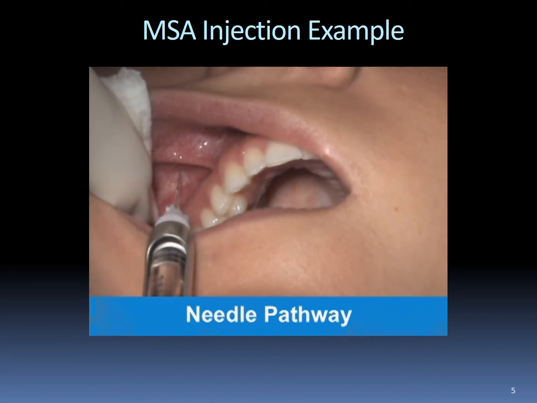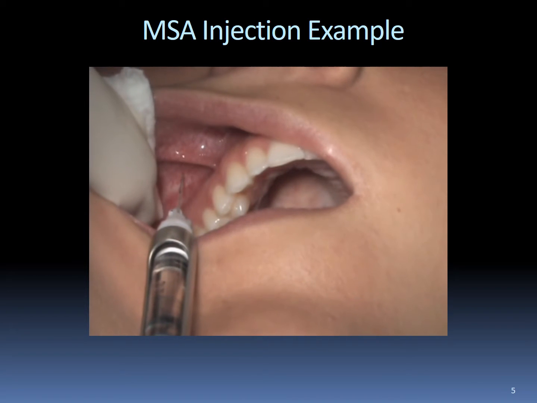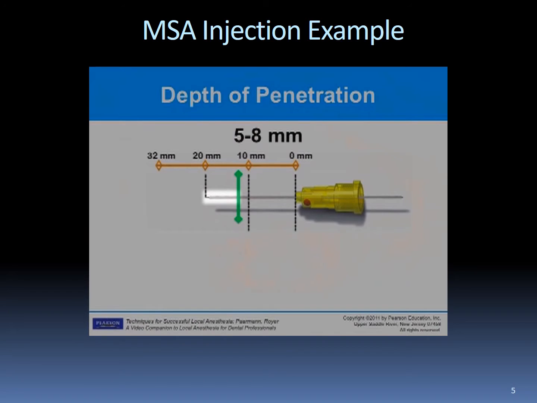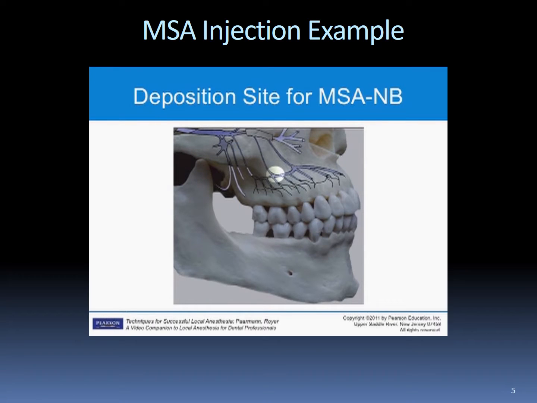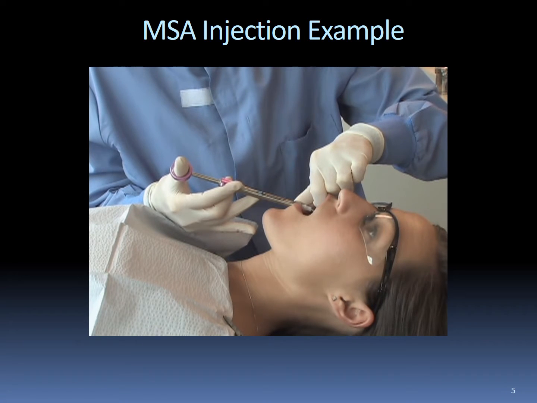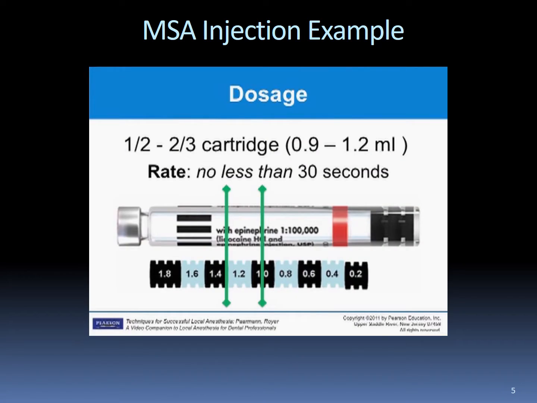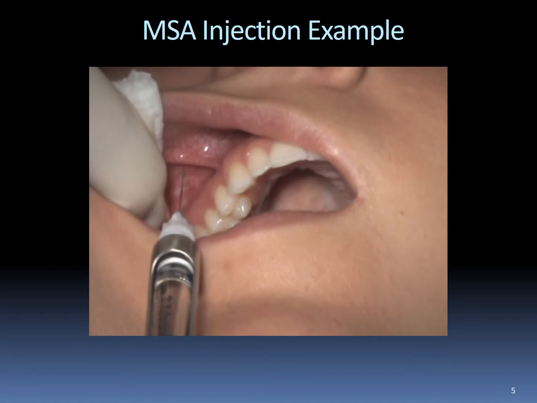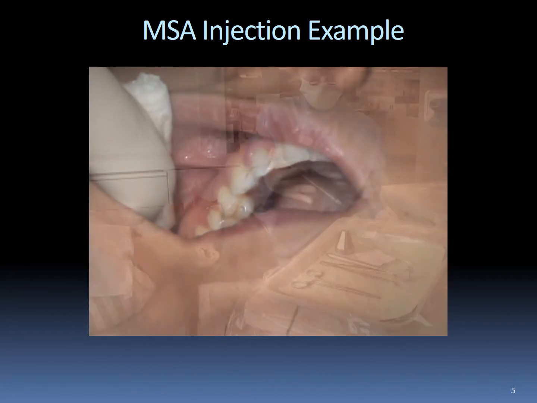The pathway of the needle follows as parallel as possible with the long axis of the tooth above the apex of the second premolar. The depth of insertion is approximately 5 to 8 millimeters, depending on the apex of the tooth. Aspirate at the deposition site. Deposit a half to 2/3 of a cartridge over a period of not less than 30 to 45 seconds. Remove the needle gently and make it safe by properly recapping.